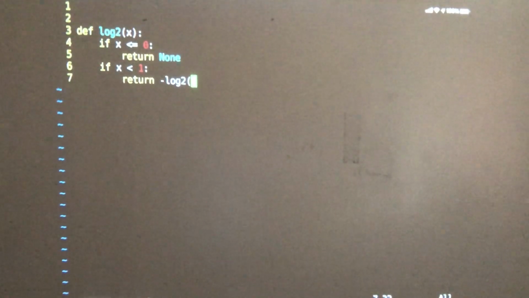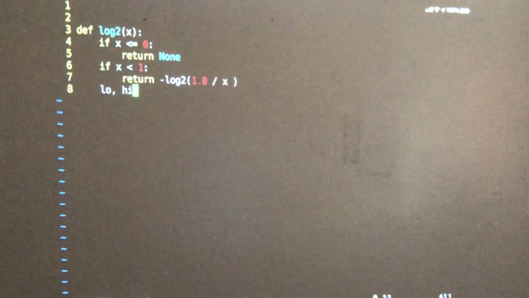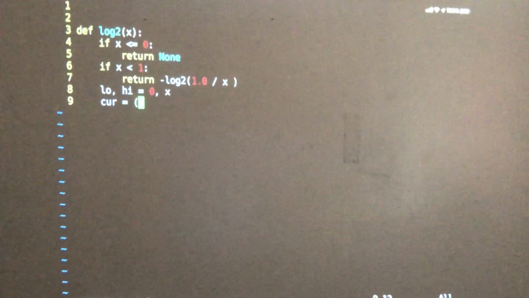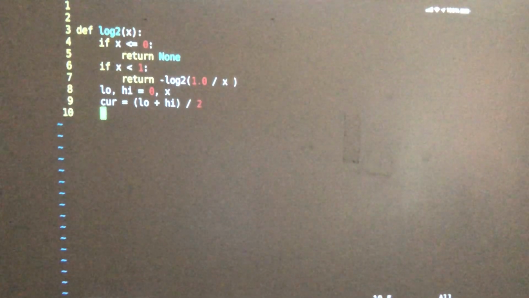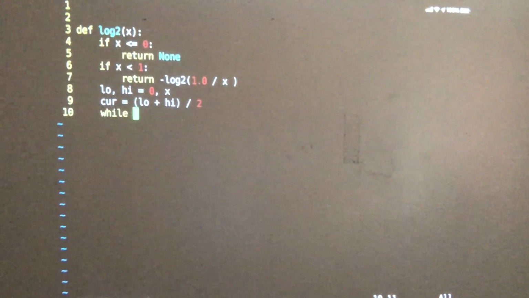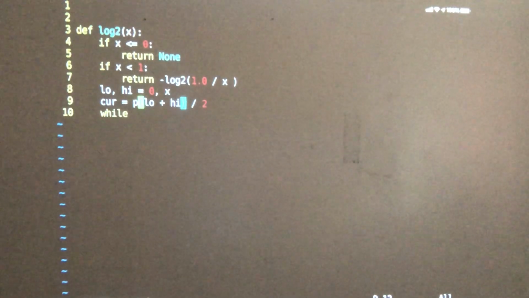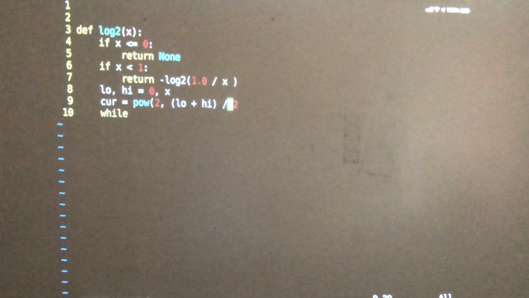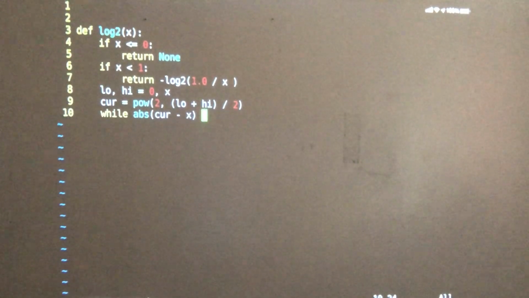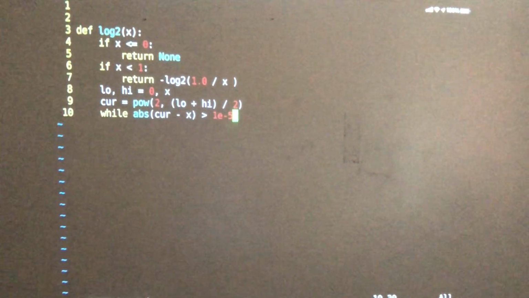Okay, so look, log2 of 1.0 divided by x, right? Now low equals 0 and high equals x. Current equals low plus high divided by 2, because the current value is 2 to the power of this. We're guessing this value. While the absolute value of current minus x is still bigger than 1e-5. This is what I mean. Look, Eric, 1e-5 is 0.00001.